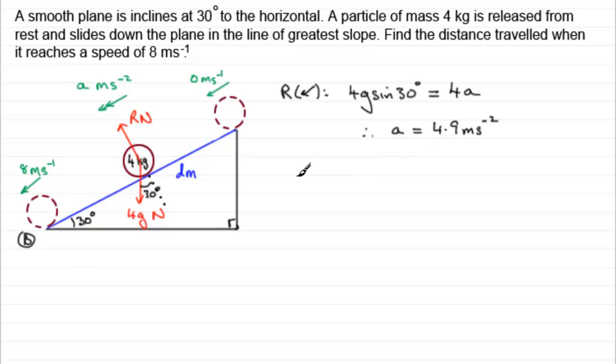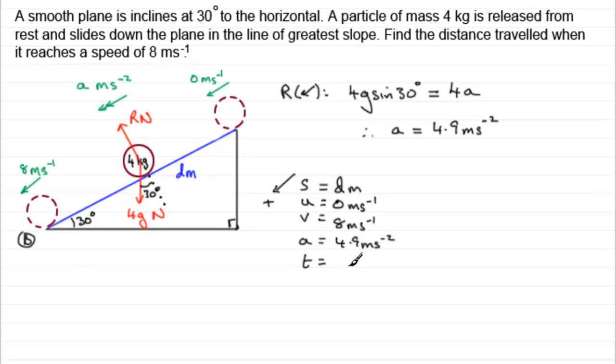Okay, so then all we need to do is set up our suvat, S for displacement, U for initial velocity, V for final velocity, A for acceleration, and T for time. So what are these values going to be? Well, if we take the direction of motion as being positive, that's down the plane, then the displacement S is going to be the d meters, what we're trying to find. U will be 0 meters per second. V, the final velocity, was 8 meters per second. The acceleration, 4.9 meters per second squared. Time, well, we're not interested in that, we don't want it, so we'll just leave that.